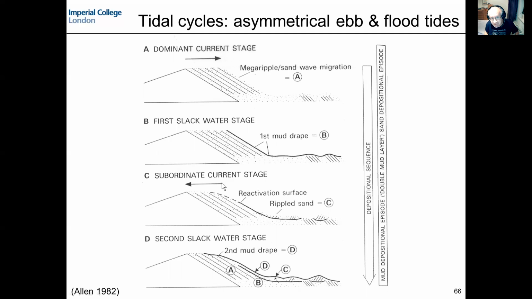The current then reverses, a subordinate current, but remember this is not as strong, so we don't move as much sand. We erode some of the mud, and we just move a few ripples in this case. We then go to our second period of zero flow velocity, which gives us our second mud drape. So here, this cartoon at the bottom, we're seeing interbedding of sand and mud. We're seeing two current directions, a dominant one to the right, the subordinate one to the left. So we meet our tidal criteria, but we have to look hard to find evidence of those two current directions. It's not as obvious.